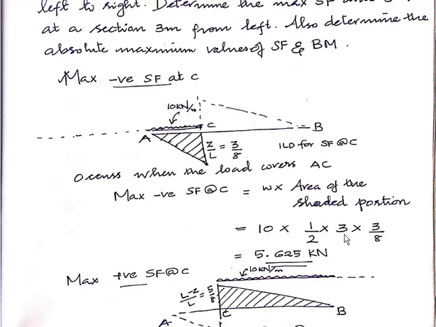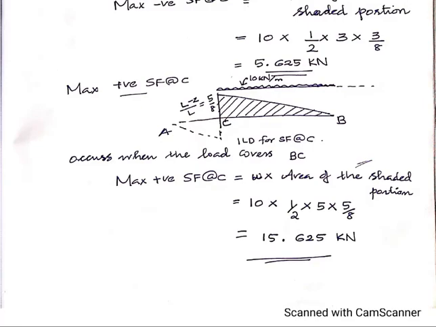Substitute the values of B and H from this triangle. So the value of maximum negative shear force at C is 5.625 kilonewton. Don't forget to write the unit along with all the values.